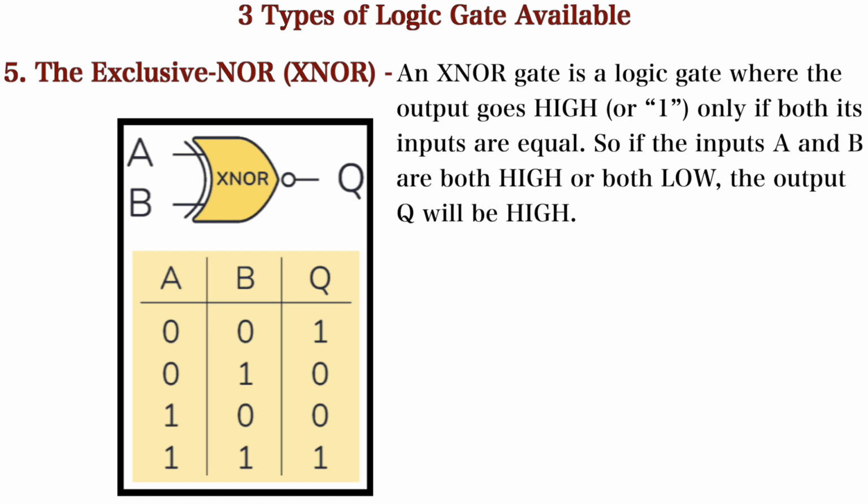Here you can clearly see the logical symbol of the XNOR gate and the truth table. In the first case, if A is 0, B is 0, output is 1, since A and B are the same. Similarly, if A is 1, B is 1, the output is 1. Next, if A is 0, B is 1, and if A is 1, B is 0, output is 0. So it will only give the high output if both inputs are the same, and it will give the low output, or 0, when both the inputs are different. Clear? Exclusive NOR is the inverse of the exclusive OR gate function.